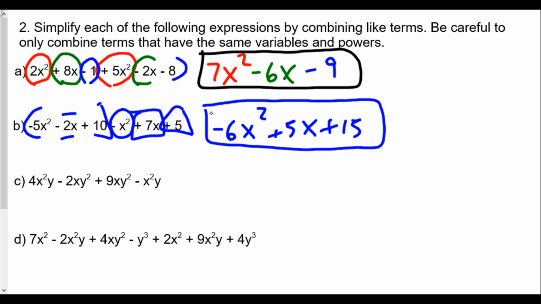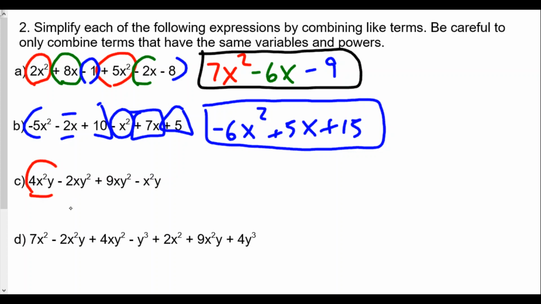And this would be our combined expression. Now C is a little bit tricky, so we're going to use colors again. We have 4x squared y minus 2xy squared plus 9xy squared minus x squared y. Now they both have x and y, but they have the exponents a little bit differently. So here we have the 4x squared y.